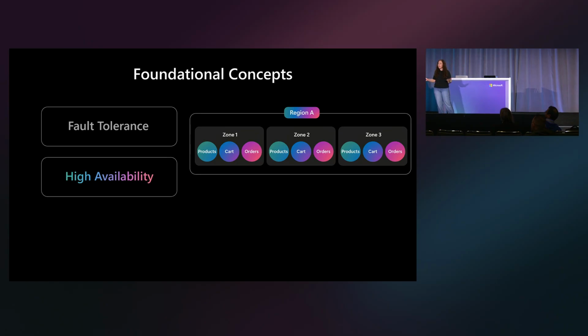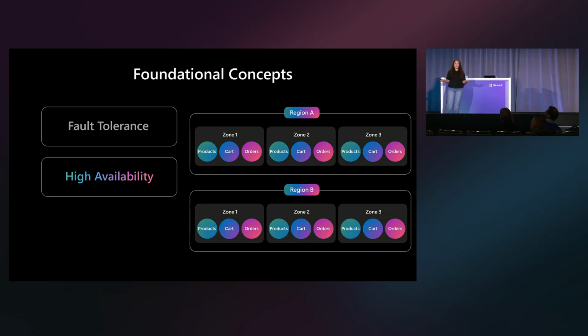But availability zones are great. What if the whole region goes down? You can have regional replication. These are all components of the high availability strategy that will ensure your application is resilient and available.